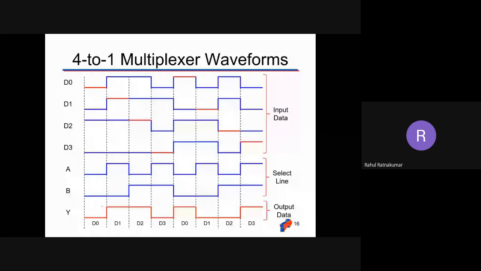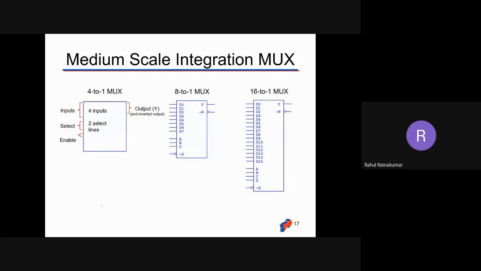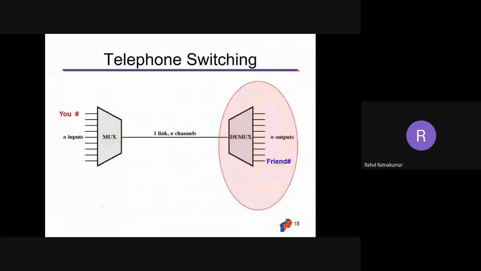So this is the waveform. You can see the waveform: input data, select line, output data, etc. Now there are different chips, which if you have done the lab, you can see, like 16:1 mux, 8:1 chips, 8:1 mux, etc., available in the market based on application.